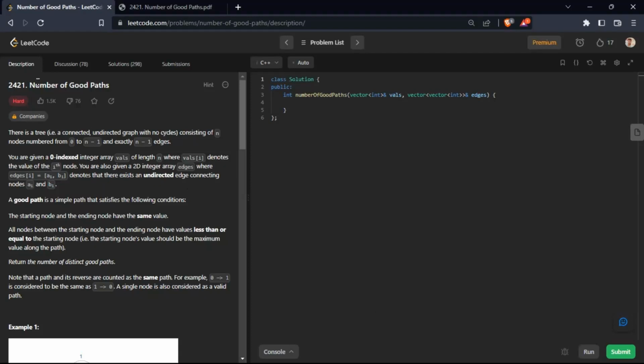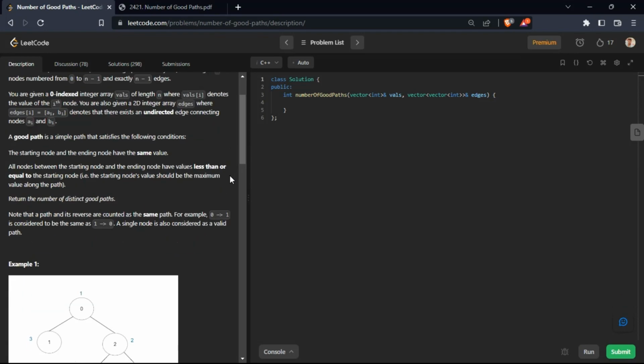Hello, in today's daily LeetCode challenge, the question is Number of Good Paths. Here there is a tree, which is a connected, undirected graph with no cycles, consisting of n nodes numbered from 0 to n minus 1, with exactly n minus 1 edges. We are also given the edges from AI to BI, which are undirected in nature.